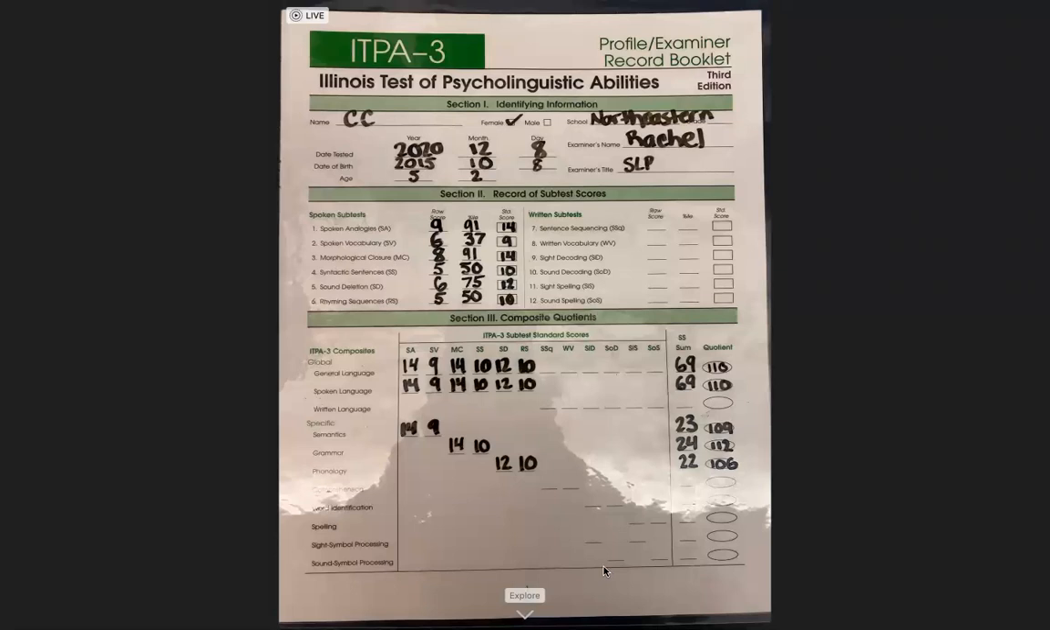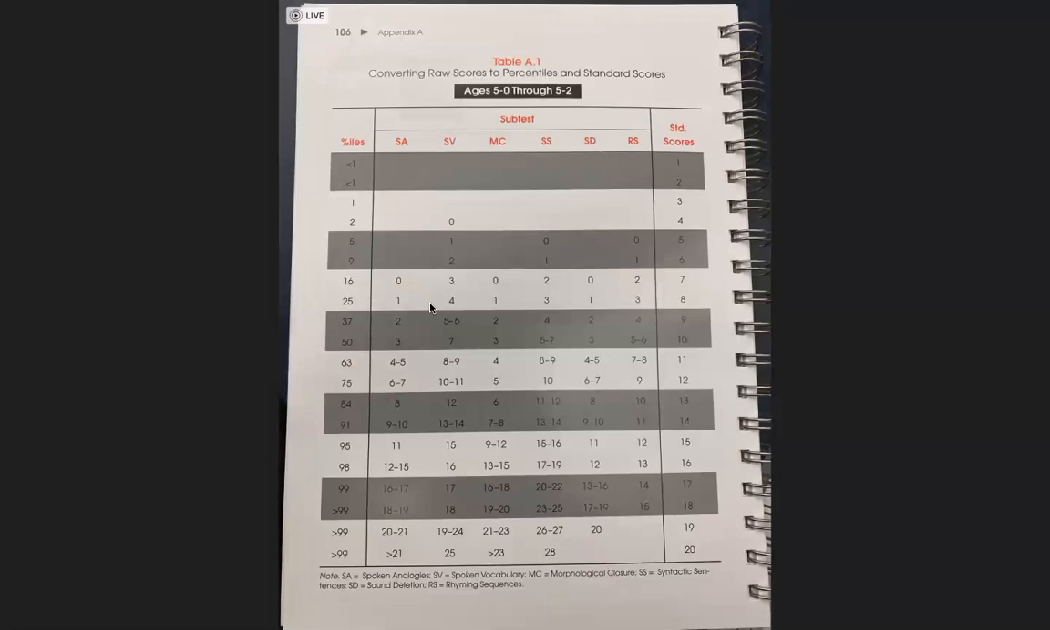Okay, so on the scoring sheet, we wrote down the raw scores for each different subtest. And then in the back of the book, we converted those raw scores for each subtest into percentile ranks on the left and standard score on the right.